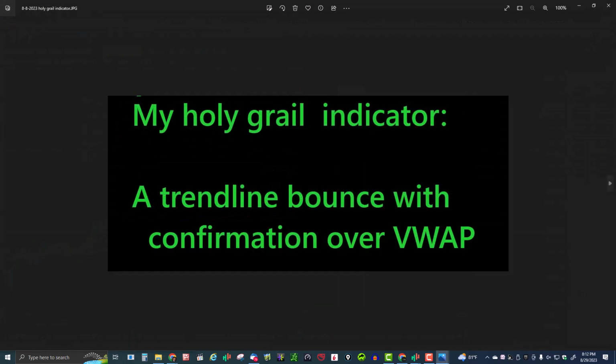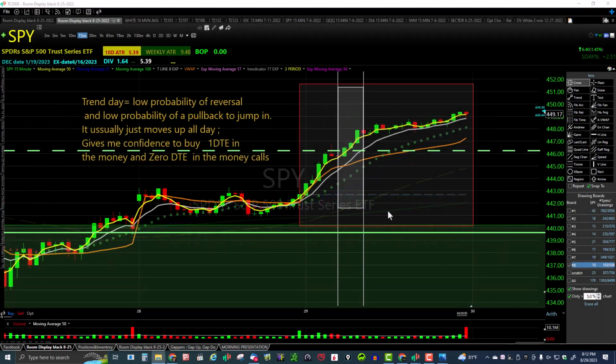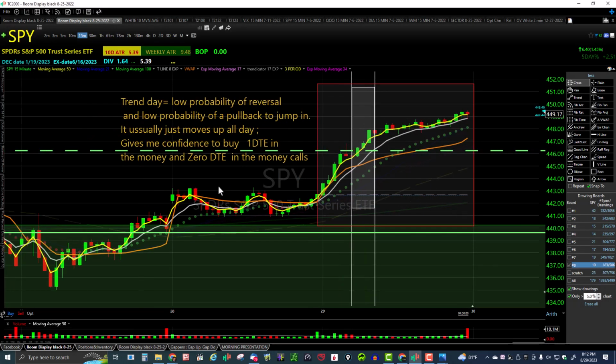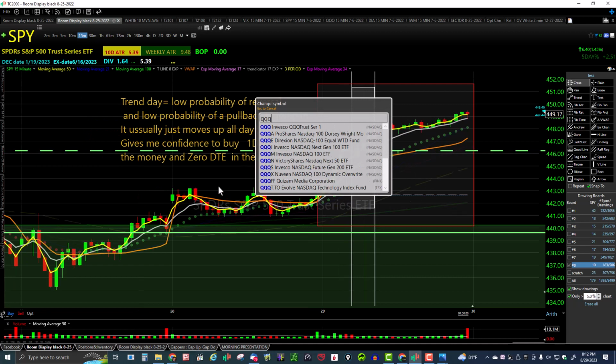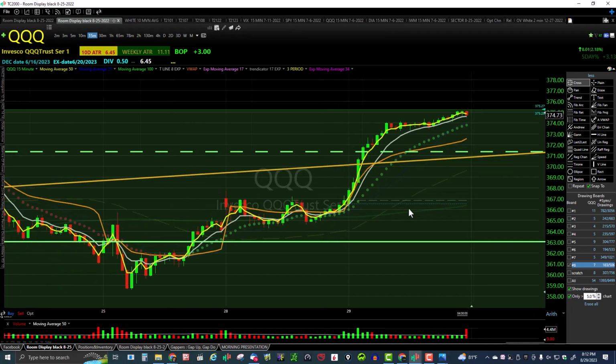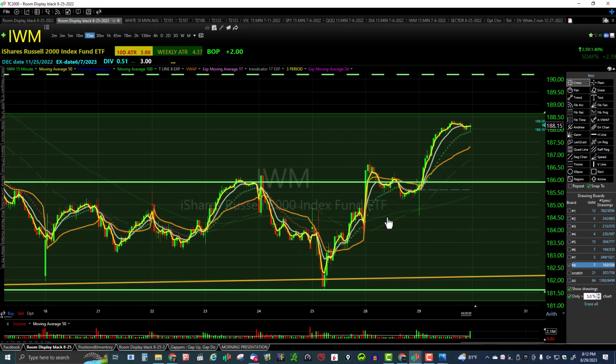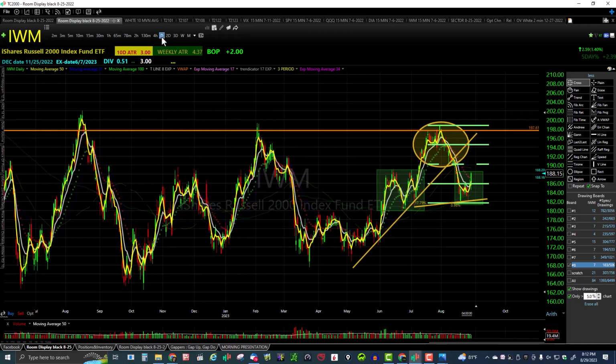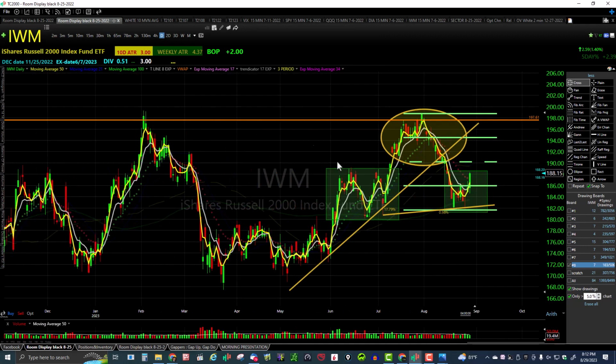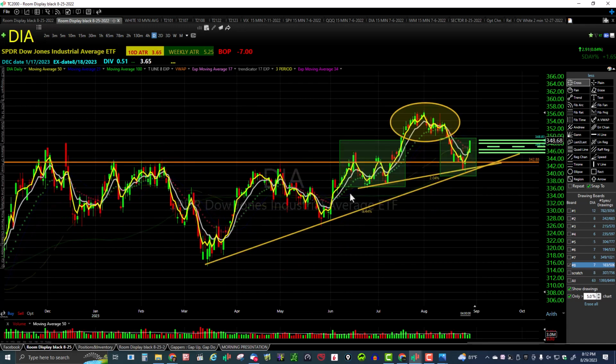My holy grail indicator is a trend line bounce with confirmation over VWAP. All right, what is a trend line bounce with confirmation over VWAP? Let's go look at one. And here's one. All right, so we're going to move out to the daily chart. It was the diamonds. All right, here we are.